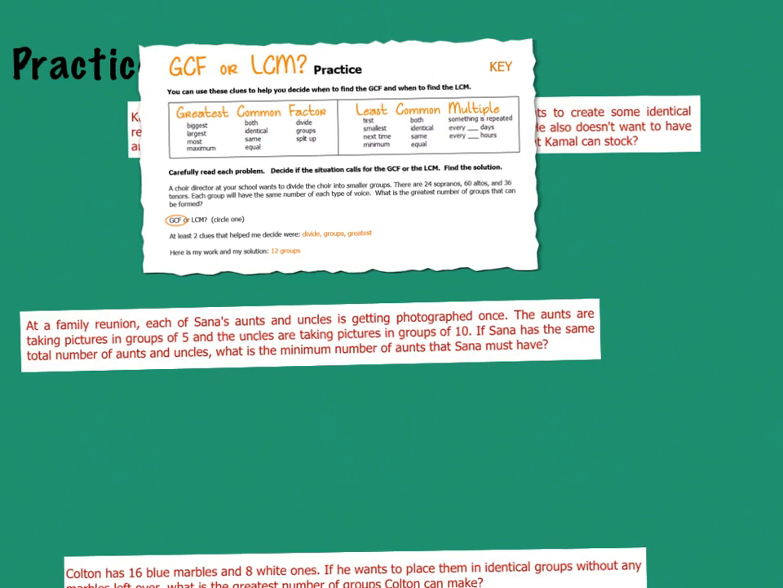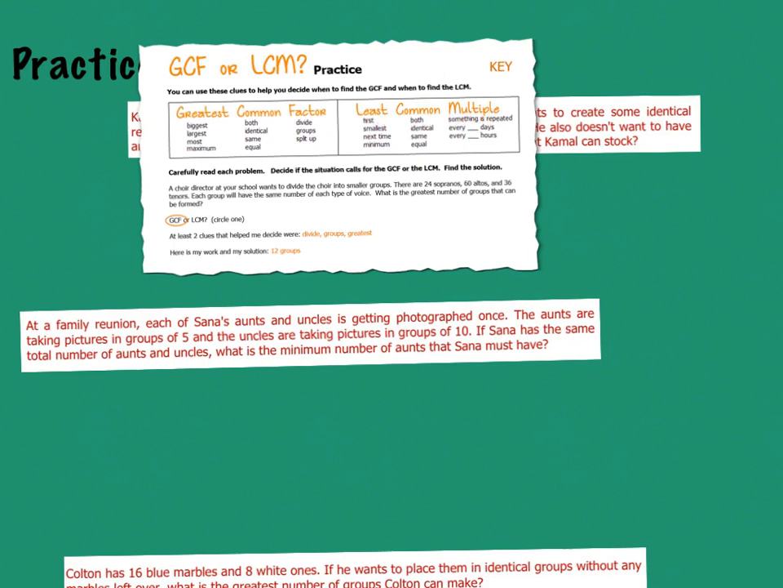All right, the next problem that we're going to look at is this one, and it says, at a family reunion, each of Santa's aunts and uncles is getting photographed once. The aunts are taking pictures in groups of 5, and the uncles are taking pictures in groups of 10. If Santa has the same total number of aunts and uncles, what is the minimum number of aunts that Santa must have? So we can see here that that word minimum is right here, and it lets us know that we're looking for the least common multiple.